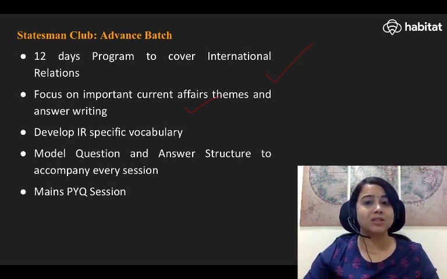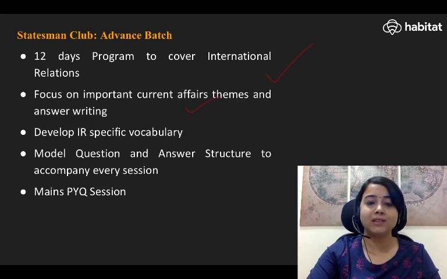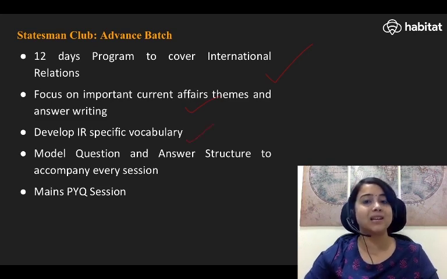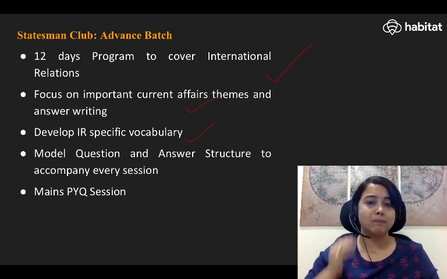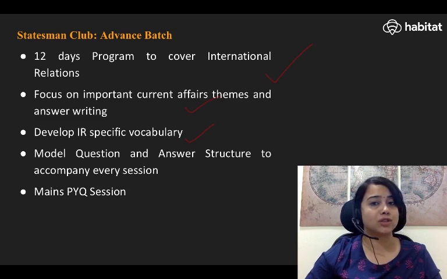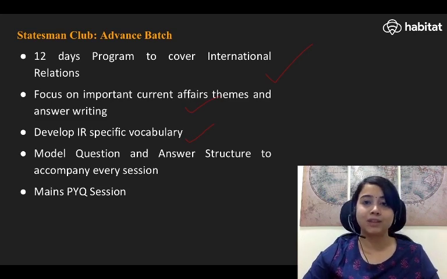When I say answer writing for IR, one of the things that I give emphasis upon is an IR specific vocabulary. Any subject in this exam requires a specific type of vocabulary. For example, if you are writing an answer for ethics, words like attitude, empathy, emotional intelligence should be there in your answer.